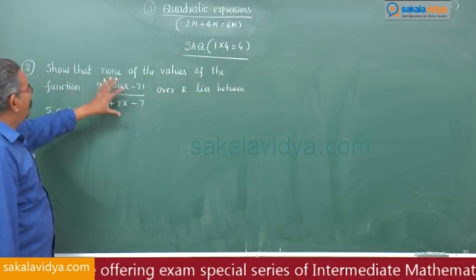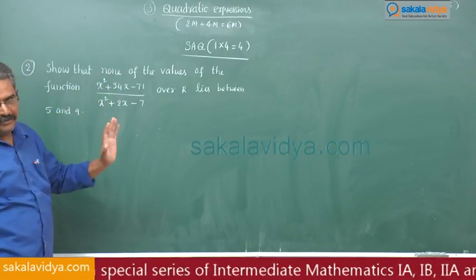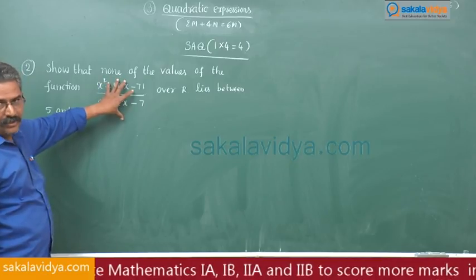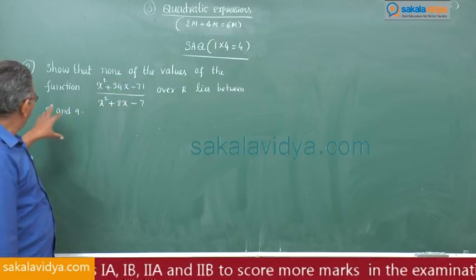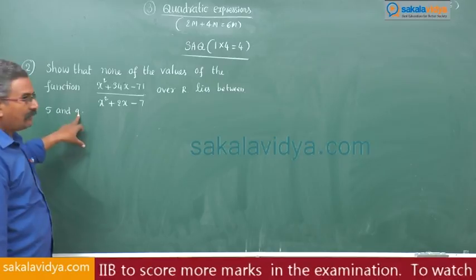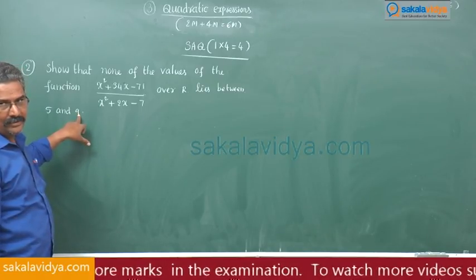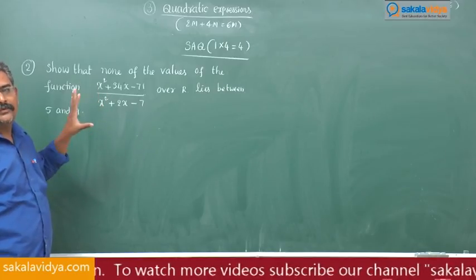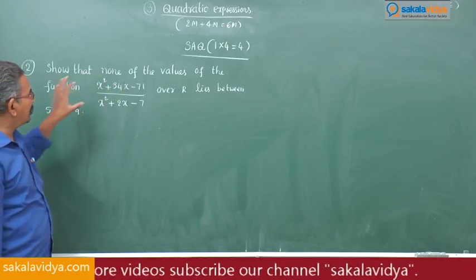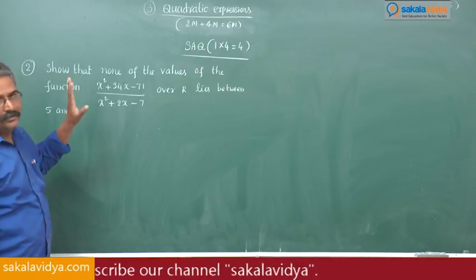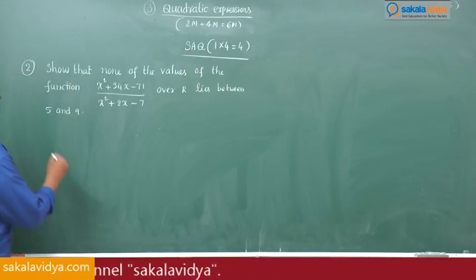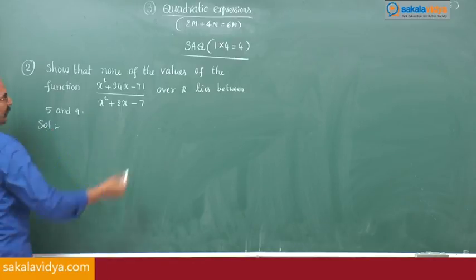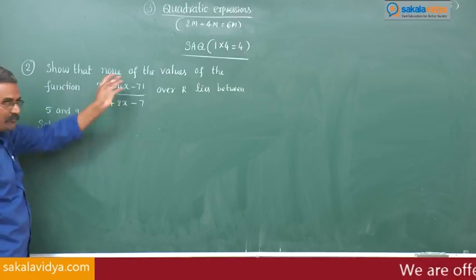It is enough to prove that this value does not lie between 5 and 9. Suppose if you say this is y, y less than or equal to 5 or y greater than or equal to 9. That means y does not lie between 5 and 9. So, it is enough to prove that this value does not lie between 5 and 9, that is the only problem. Now if x is real, then y is also real, this expression becomes real.